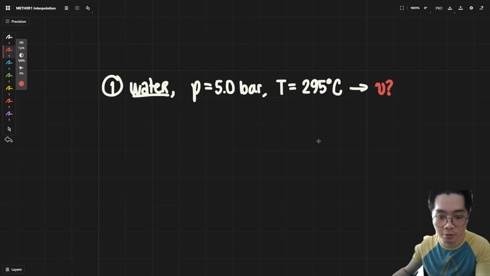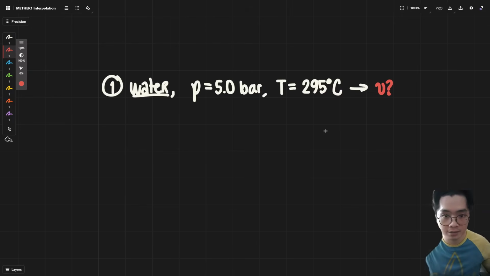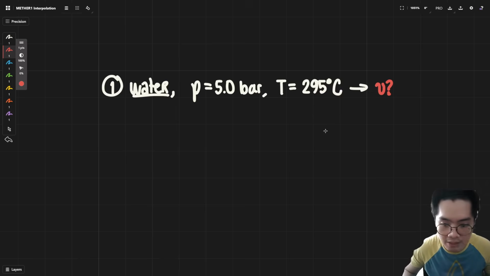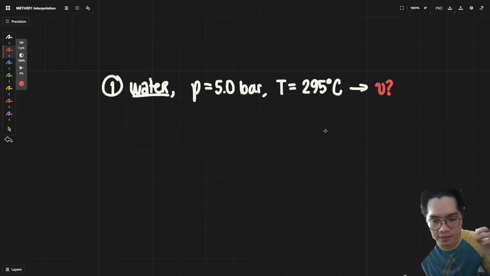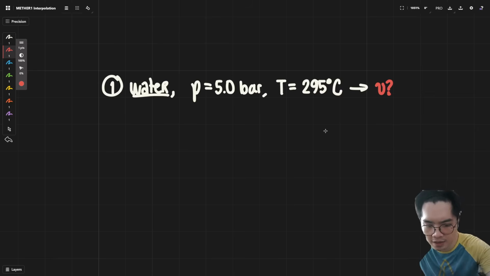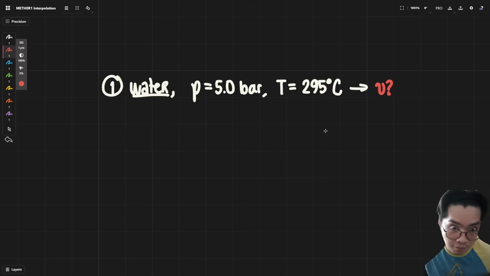Interpolation, as you may already know, is basically the process of inferring a value or a data point from a given data set. In thermodynamics or any other related topic, we usually use linear interpolation. It's easy to do, and it doesn't take up a lot of time, hopefully.